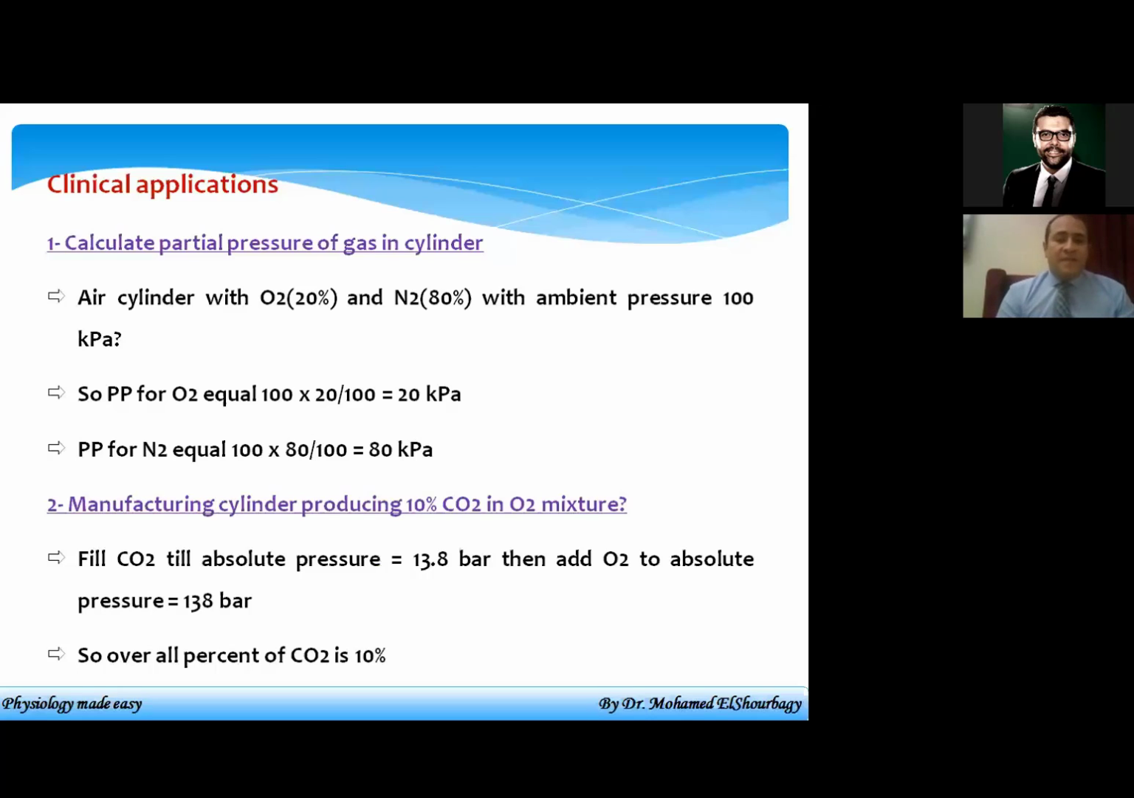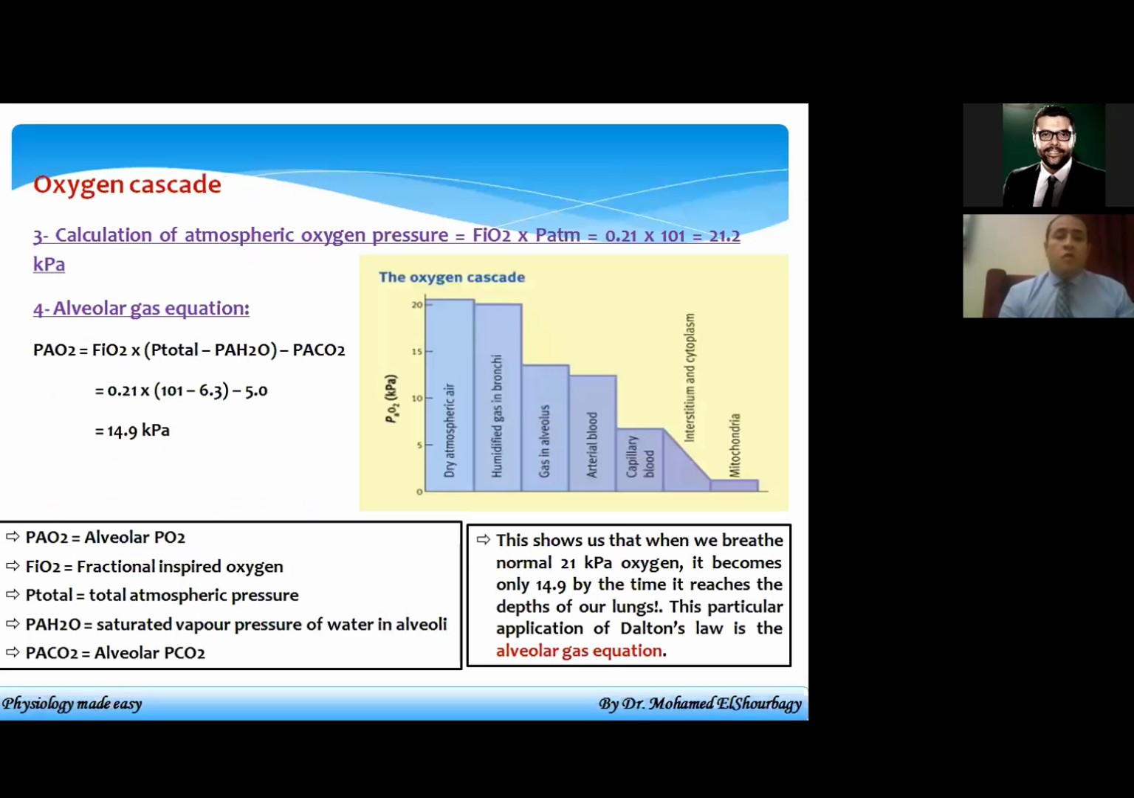Then a manufacturing cylinder producing 10% CO2 in oxygen mixture. Fill CO2 till absolute pressure equals 13.80 bar. Then add oxygen to absolute pressure equals 138 bar. So the overall percent of CO2 is 10%. Okay. Let's go to the oxygen cascade.